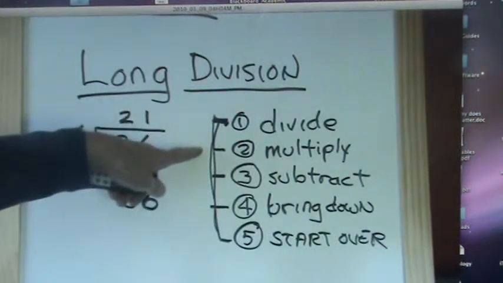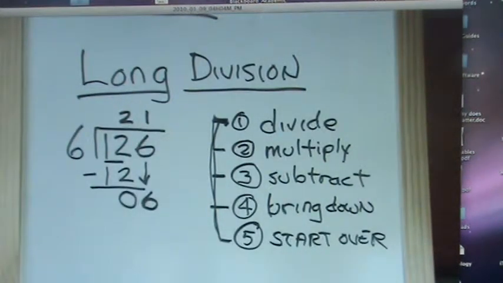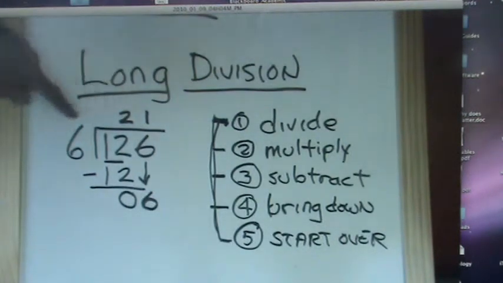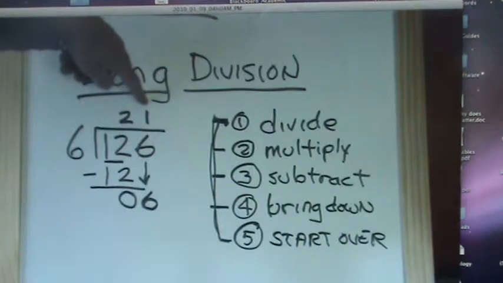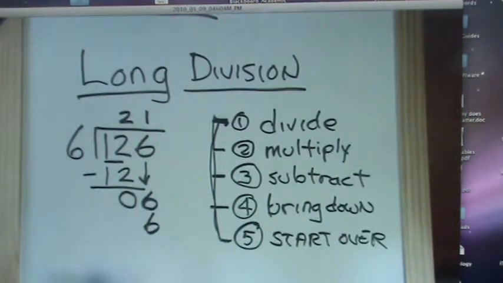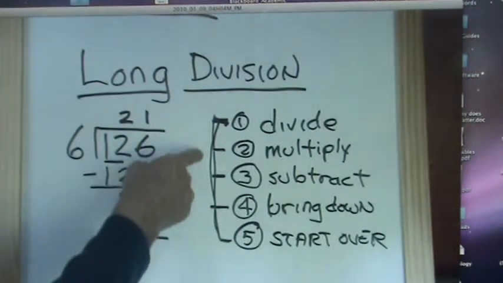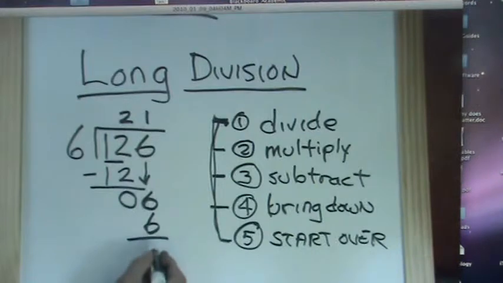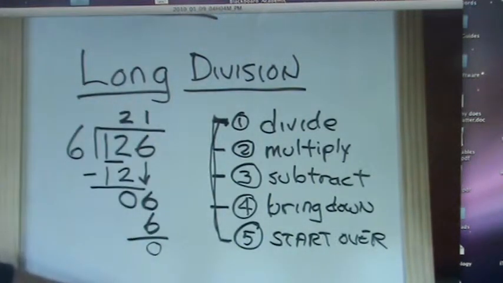Now I multiply. Multiply what times what? Well, you always multiply the last number that was put up here by the divisor. 1 times 6 is 6. So now I've multiplied, now I subtract. 6 take away 6 is 0. And there is nothing to bring down, so the problem is done. So I have completed the problem.